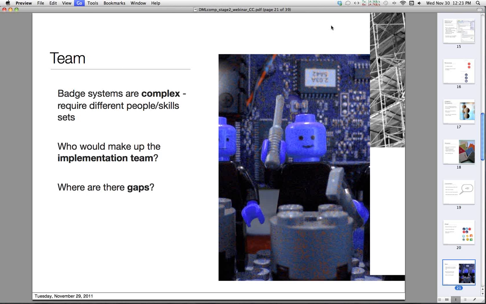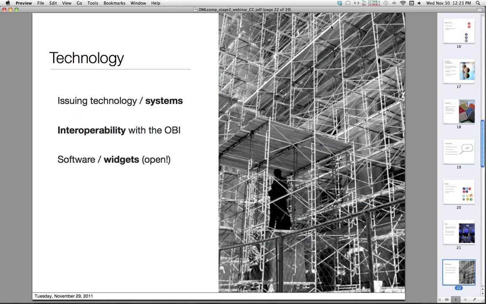So what are the platforms or the systems that might be useful or might be effective for the development of your system? And then interoperability, again, with the OBI, thinking about that, not necessarily fully addressing it, but recognizing that you will be plugging into an open badge infrastructure. And then if you are moving ahead and you have great ideas for software or widgets, please, we are definitely open to them. So please go ahead and propose those.